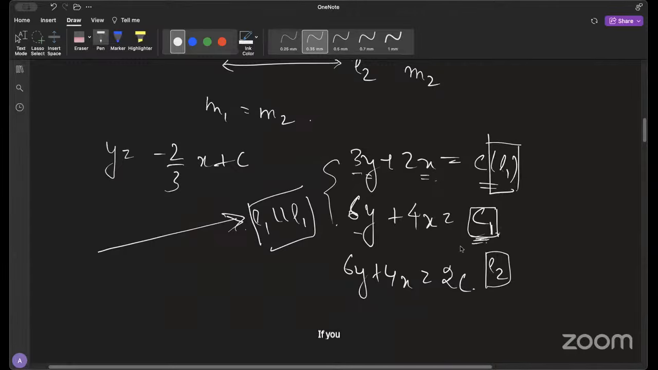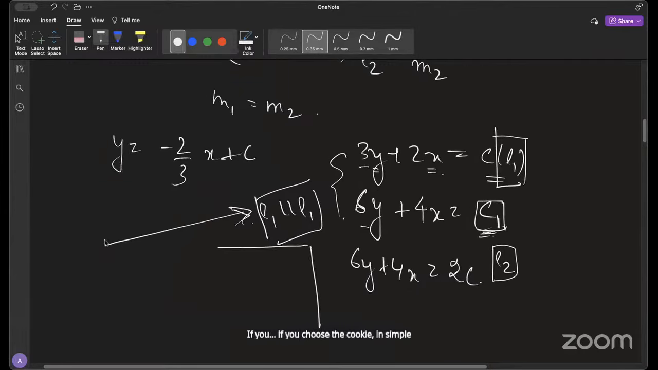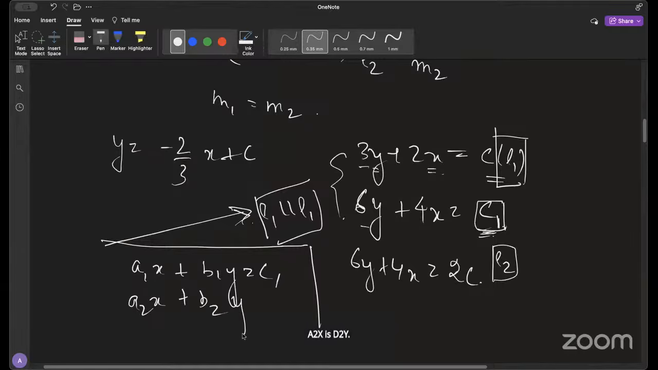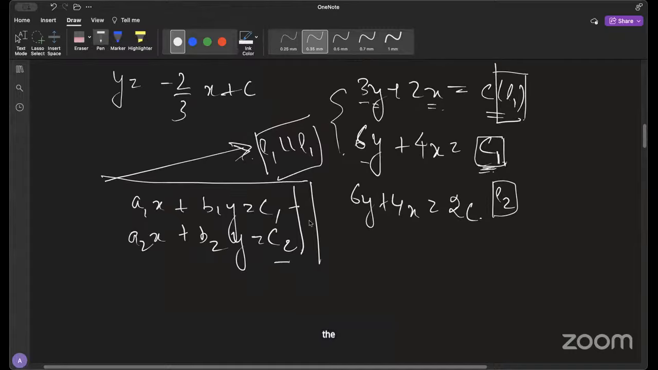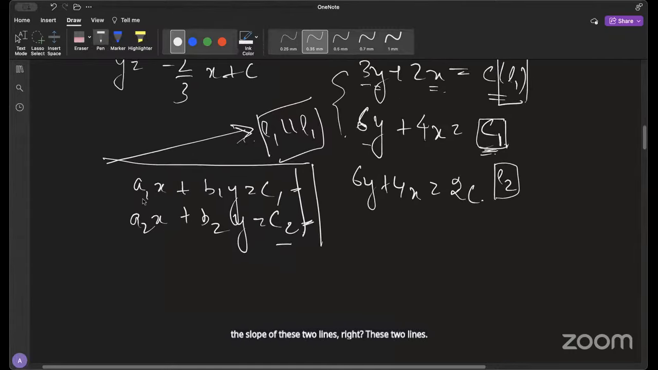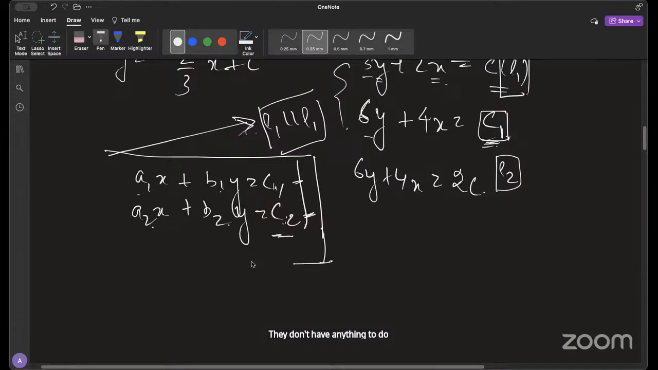In simple words, let's say you have a1 x plus b1 y equals c1, and then you have a2 x plus b2 y equals c2. The only thing that matters is the slope of these two lines, and those are determined by a1, b1 in this case, and a2, b2 in this case. So c1 and c2 don't have anything to do with the slopes. They're not involved in finding if the lines are parallel or not.